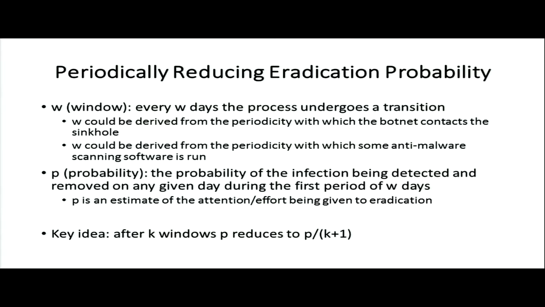The window is the period of time with which the botnet is contacting the sinkhole. So if the botnet is contacting every W days, then it is creating a detectable event. Maybe it could also be the period of time with which you are running some anti-malware software. If you are running some scanning software every W days, then you will eradicate it every W days. So that's one parameter we defined. Another parameter is P, the probability of detecting the infection. You first have to detect that your computer is infected, and then maybe you'll do something about it.